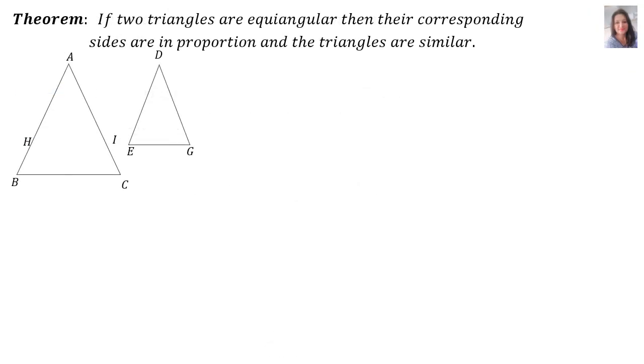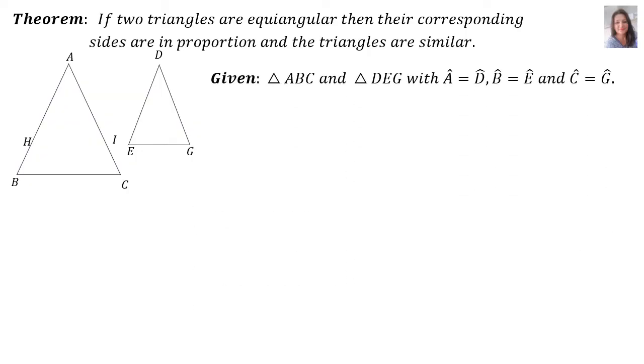Let's look at the theorem. If two triangles are equiangular, then their corresponding sides are in proportion and the triangles are similar. Now, when we do a proof, we always start with the given part. And the given part is triangle ABC and triangle DEG with angle A equal to angle D, angle B equal to angle E, and angle C equal to angle G.